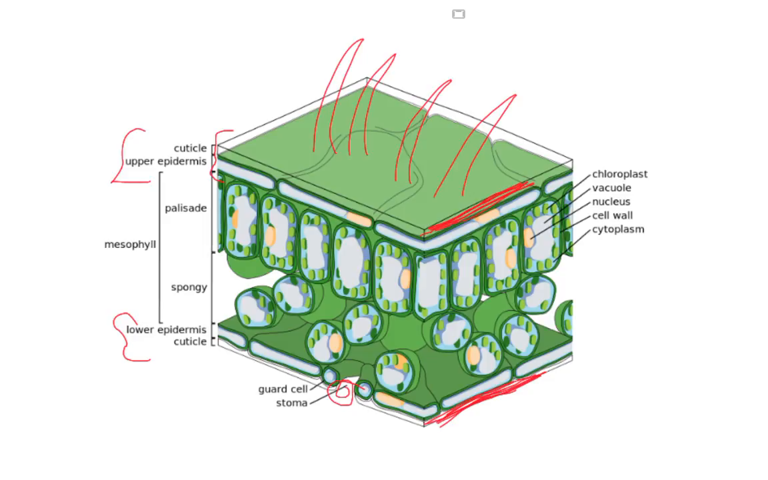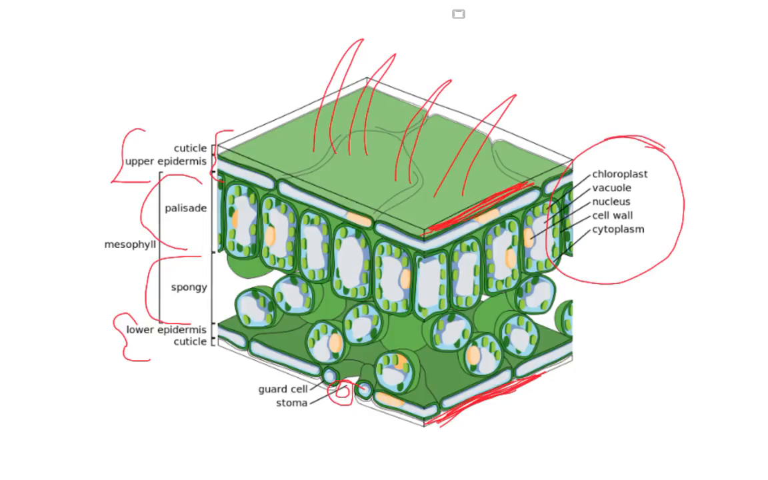Now, apart from the epidermis, let's talk about the mesophyll. It is the inner part of the leaf. The mesophyll, as you can see here, is divided into two parts: the palisade up here and then the spongy layer here. The palisade, the upper part of the mesophyll, has the basic plant cell that you know about.